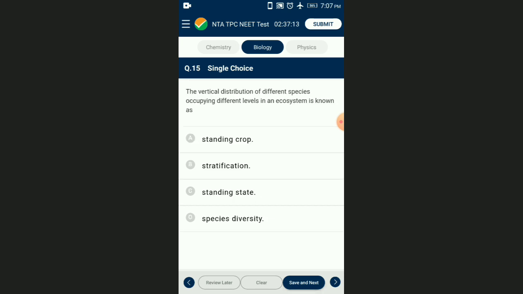Question number 15. The vertical distribution of different species occupying different levels in an ecosystem is known as. Interaction of biotic and abiotic components results in a physical structure that is characteristic for each type of ecosystem. Stratification: the vertical distribution of different species occupying different levels is called stratification. Answer for this question is option B, stratification.